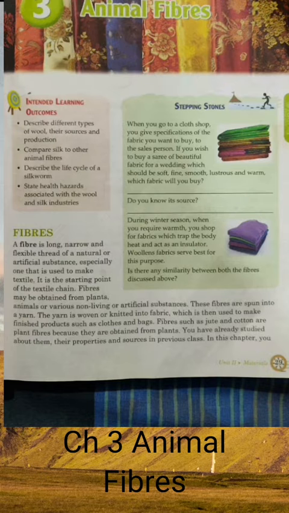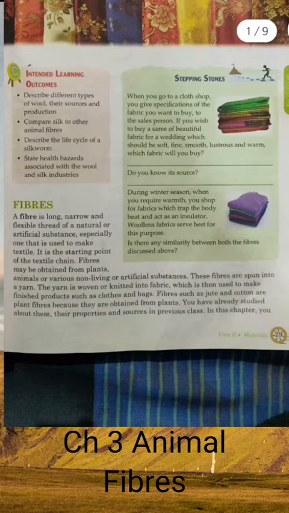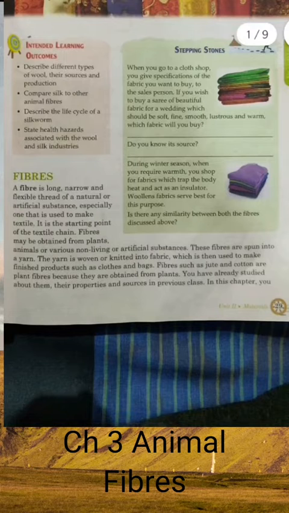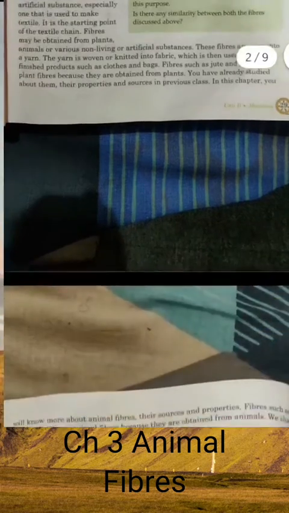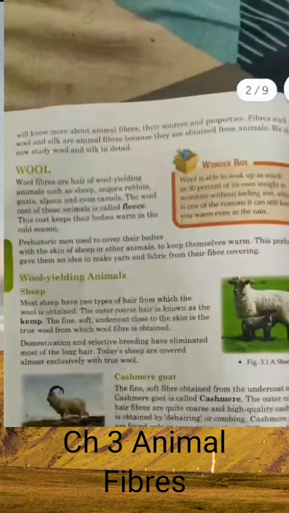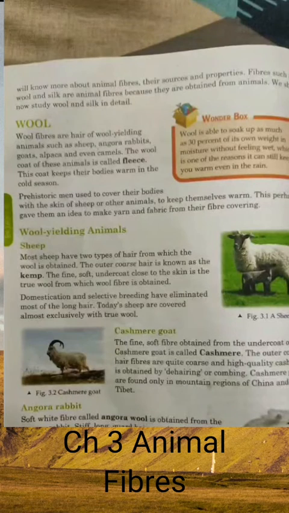So the basic question comes, what is a fiber? Fiber is nothing but a long, narrow and flexible thread of natural or artificial substance, especially one that is used to make textile. We know that textile is generally a piece of cloth, right? So they are very narrow, thread-like structures which are basically used for making the final finished products of the textile industry.